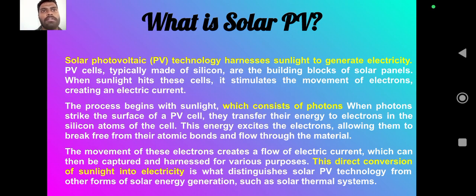Okay, and we know that the flow of electrons is called the electric current, right? That's what happened here. The movement of these electrons creates a flow of electric current, which can then be captured and harnessed for this purpose. This is the direct conversion of sunlight into electricity.